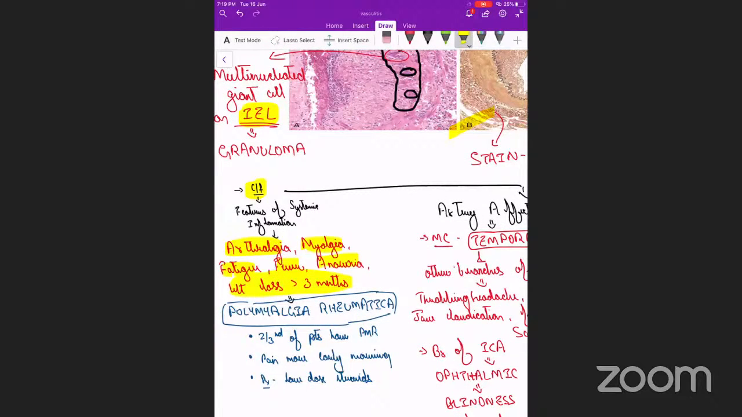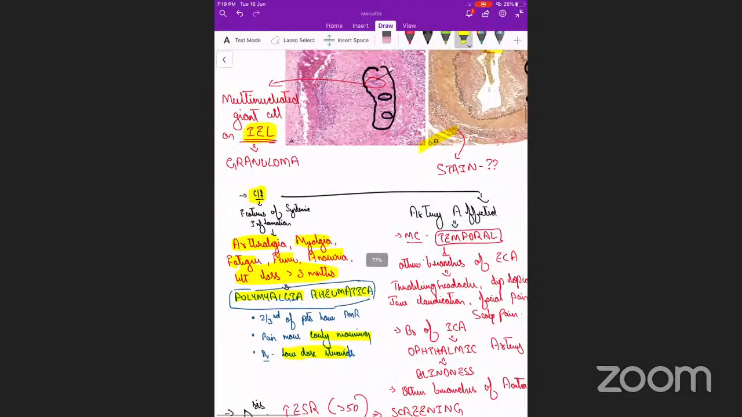Weight loss for more than 3 months with all these features will be diagnostic of something called polymyalgia rheumatica. So what do we see? Two-thirds of the patients with giant cell arteritis can have polymyalgia rheumatica. This pain is usually early in the morning. And how do we treat polymyalgia rheumatica? With low-dose steroids. Patients respond well to low-dose steroids.